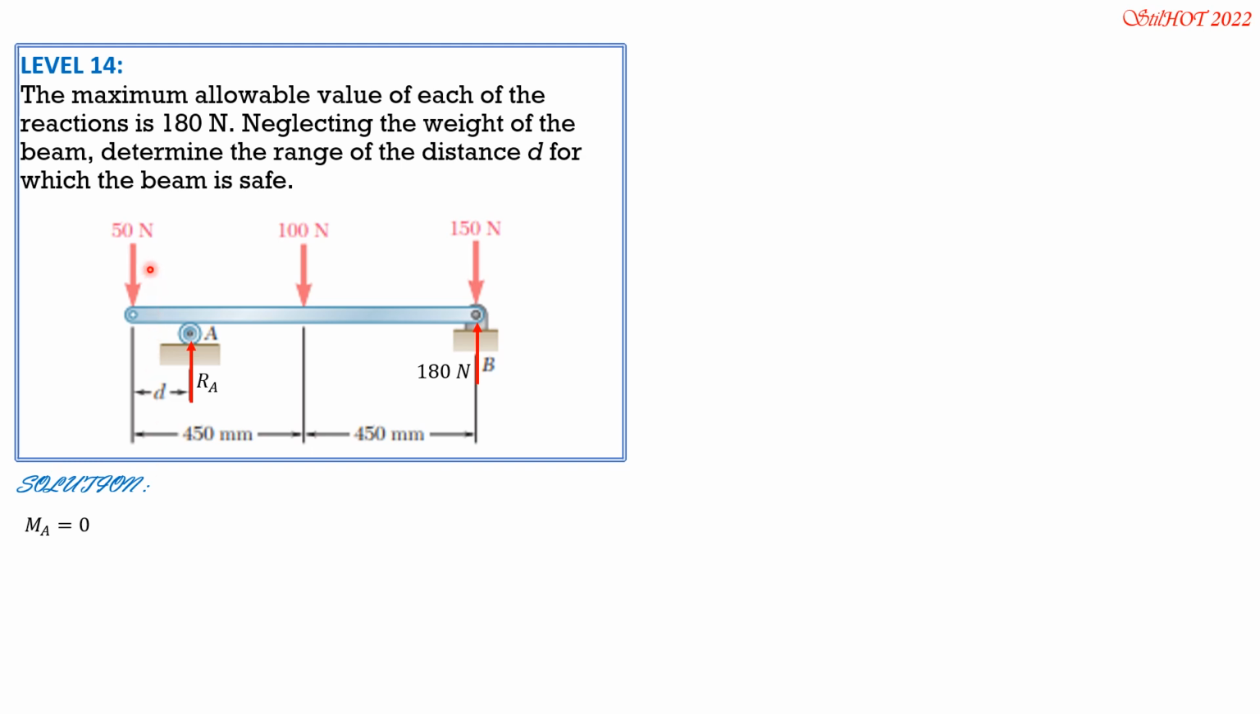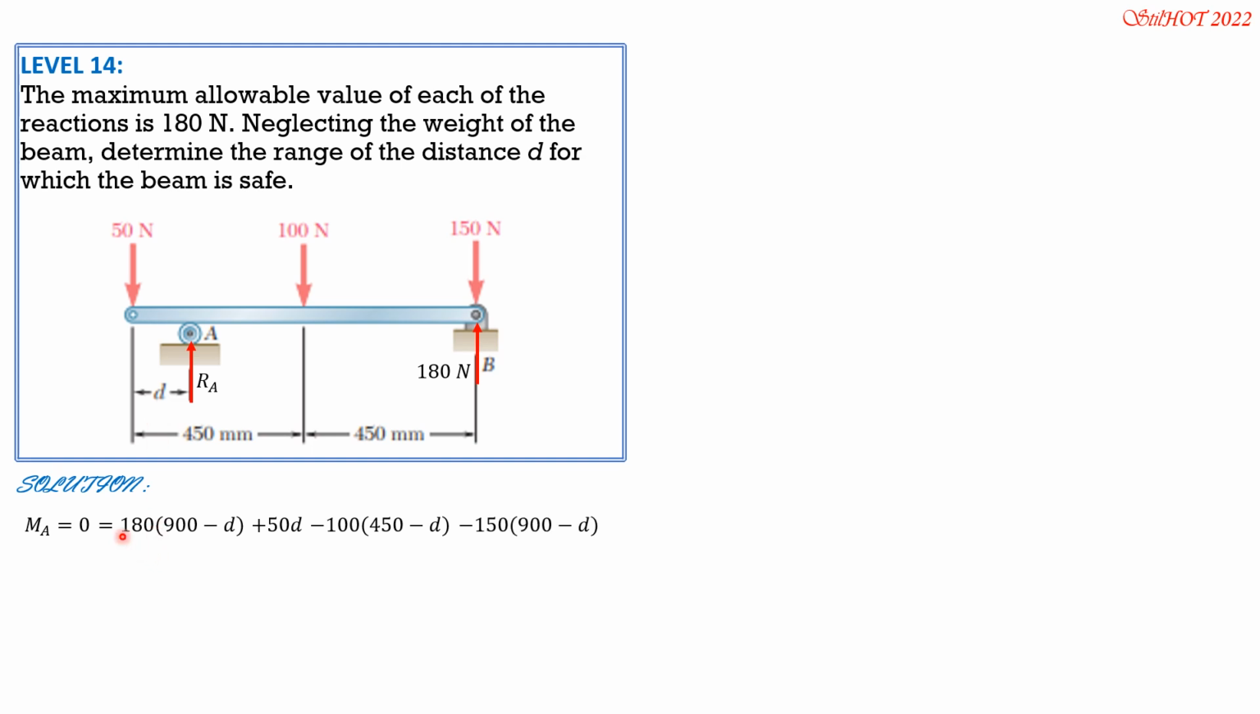0 equals counterclockwise positive 50 times D. We're computing for the minimum D. Or 180 times summation moment A0. So counterclockwise positive. Let's begin with 180. 180 times 900 minus D, this moment arm, plus 50 times D, and minus 100 times quantity 450 minus D, then minus 150 times 900, quantity 900 minus D.